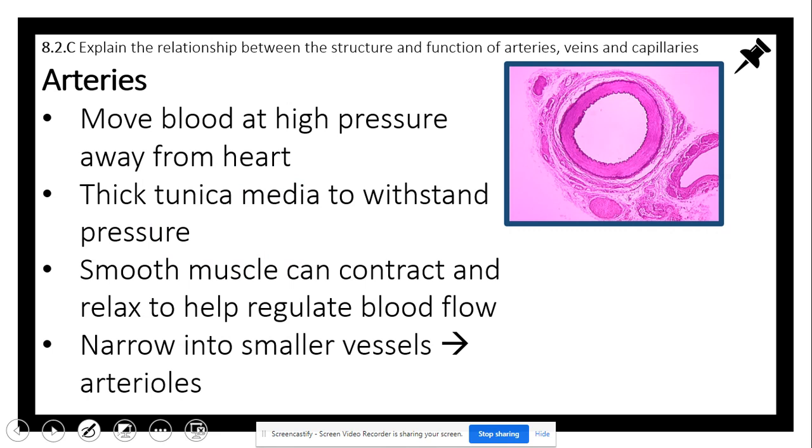Okie dokie. So arteries are moving blood at high pressure away from the heart, so they have a really thick tunica media to withstand pressure. In that picture, it's that whole little piece there. So these really thick walls, lots of pressure. It also has smooth muscle there that can contract and relax to help regulate blood flow.